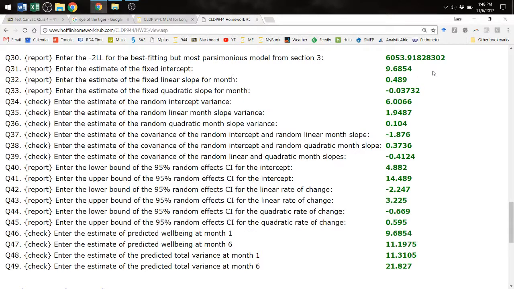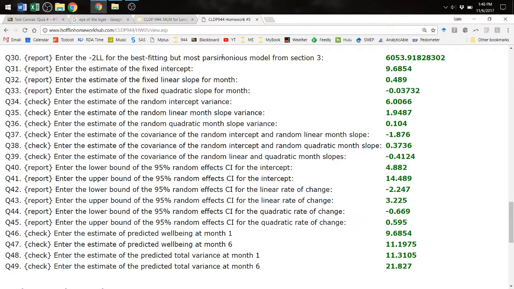Significance for the fixed quadratic goes in the same table where you have estimate, standard error, degrees of freedom, t, and then p's at the end of the table. So if it's a fixed effect, you can stare at the output. If you're testing anything random, that's where a likelihood ratio test is needed. All right. Other questions?